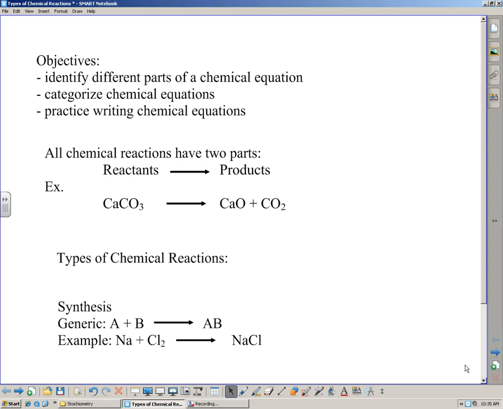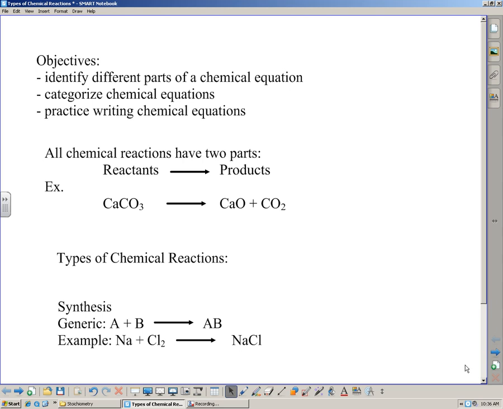All right, you can see we're going to identify the different parts of the chemical equation, categorize chemical equations today. We'll hold off on balancing these equations until our next lecture. First thing I want to point out to you is that all chemical reactions have two parts.